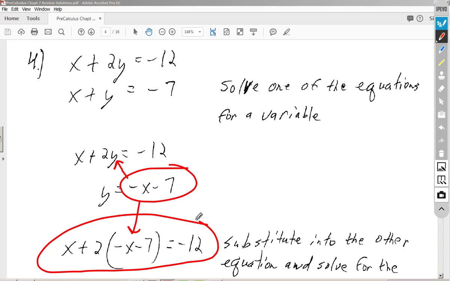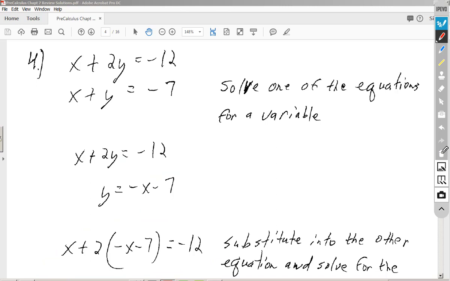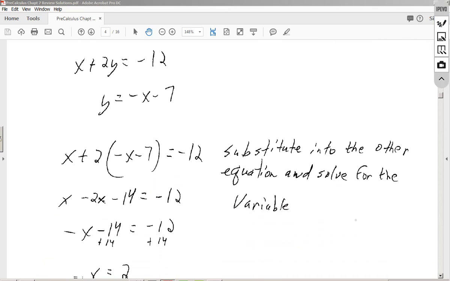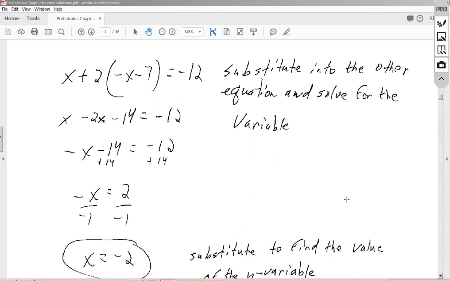I put that in parentheses just to remind myself I'm going to have to use the distributive property to solve this equation. So be careful as you're doing your substitution. Make sure you put parentheses around what you're substituting in so that you remind yourself that you're going to have to use your distributive property. So now that I've done that, substitute in the other equation and solve for the variable.